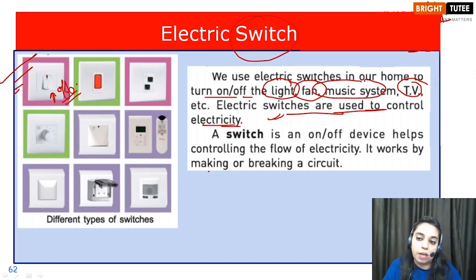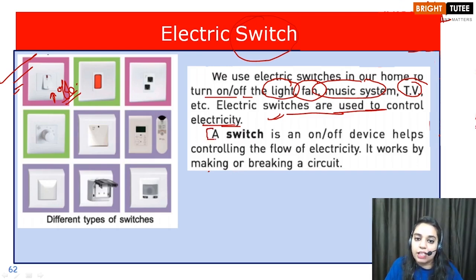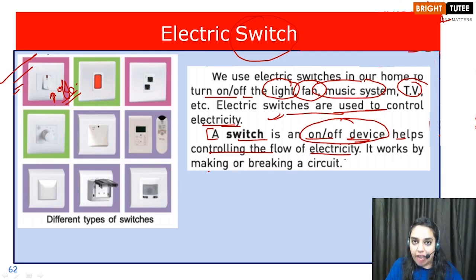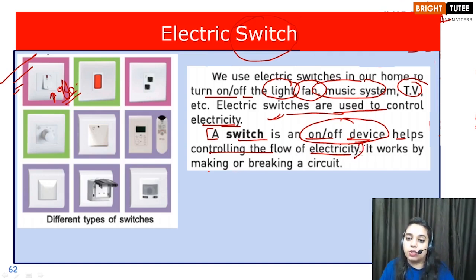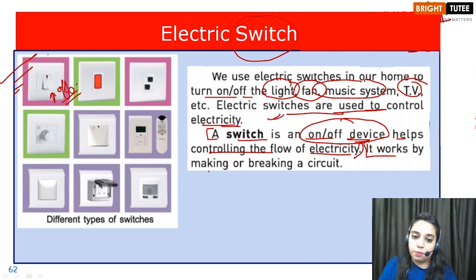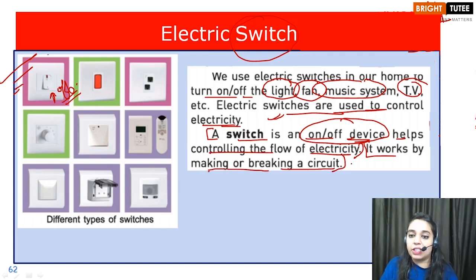This question can come in your examinations as a 1 or 2 marker question. So if it comes as a 1 marker, how are you going to write about it? You will write: a switch is an on off device. What is a switch? A switch is an on off device which helps control the flow of electricity, right children? And if it comes as a 2 marker, it will also ask you about the principle of the switch. So children, it works by making or breaking the circuit, right?